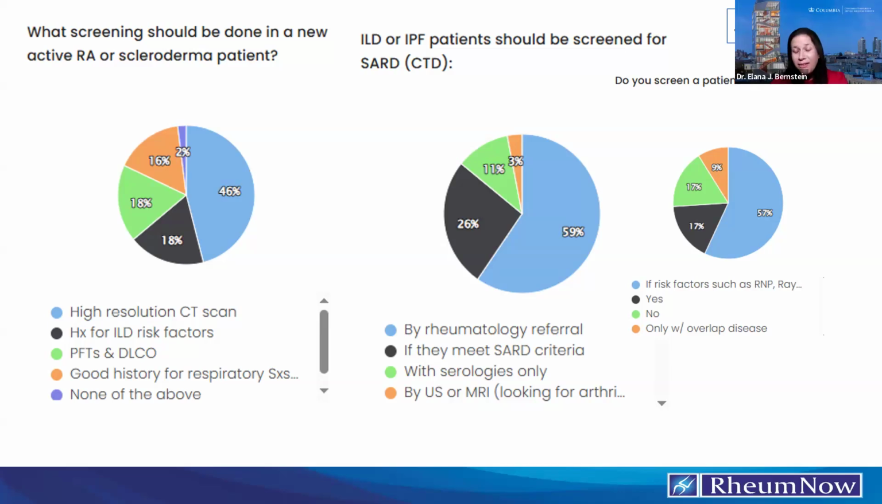And I will add, there's a reason that lupus was not included in the ACR chest SARD-ILD guidelines, because people with lupus have a much lower risk of developing ILD. Right.